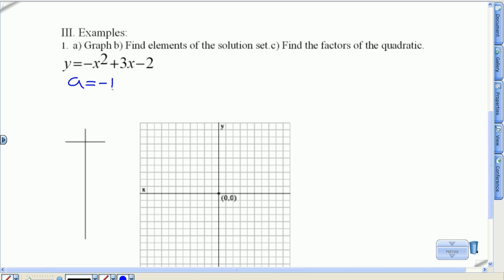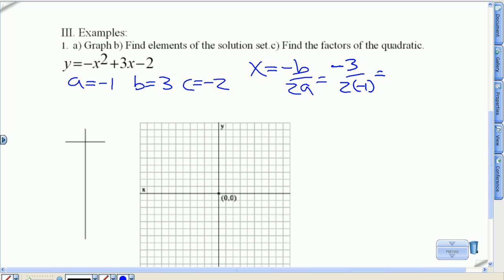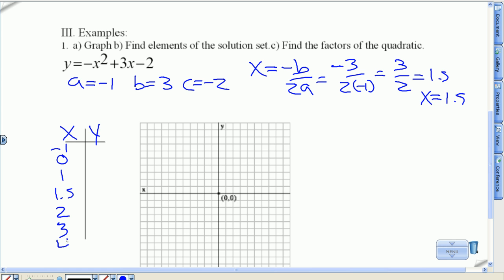A is negative 1, b is 3, c is negative 2, x equals negative b over 2a is the axis of symmetry formula. This is negative 3 over 2 times negative 1, which is 3 halves, or 1.5. So x equals 1.5 is the equation of the axis of symmetry. So when I make my table, 1.5 goes in the middle. Smaller than 1.5 is 1, 0, and negative 1. Bigger than 1.5 is 2, 3, and 4.